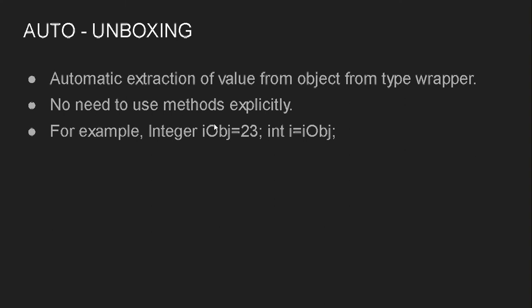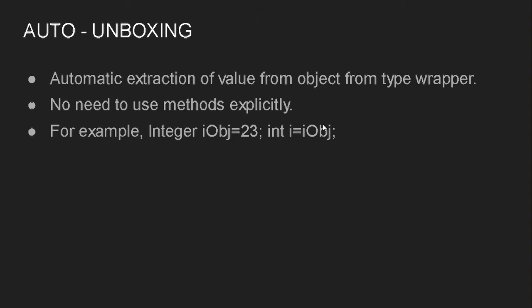The first statement which I've written here, Integer iObj equals 23, you would know by now is autoboxing. It is not auto unboxing, it is autoboxing. And int i equals iObj, this is auto unboxing. The reason I wrote iObj here is because I wanted to show what the data type of this iObj is. So int i equals iObj is known as auto unboxing.